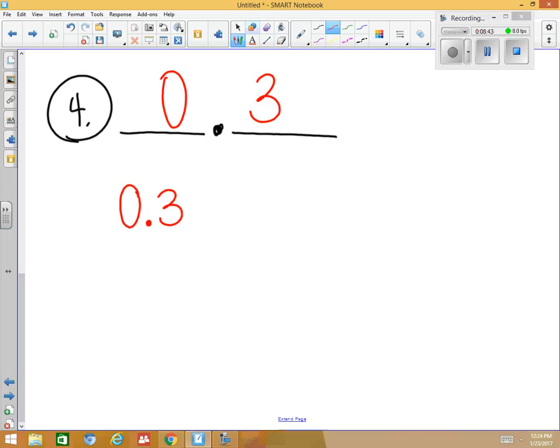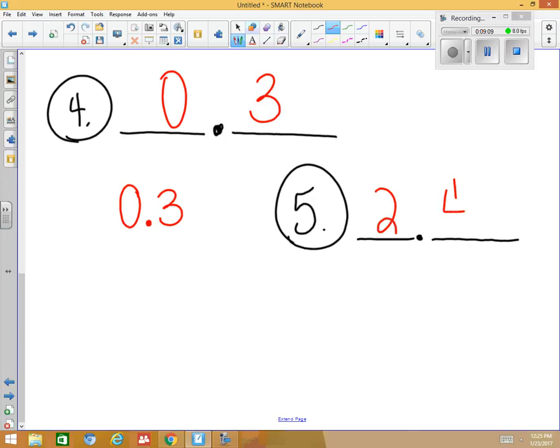You try number 5. What's number 5? Yes, you're doing number 5 by yourself. Okay, we're going to check them together. Okay, Lance, do 5 for me. How many 1s do I have? 2. Okay, 2 1s. And how many tenths? 4. So what is that decimal? 2 and 4 what? 4 tenths. Yeah, 2 and 4 tenths.